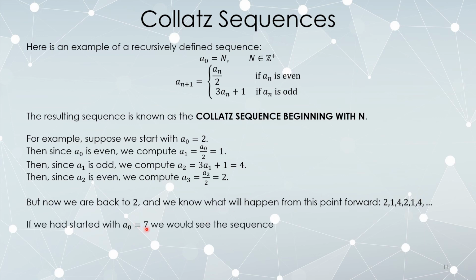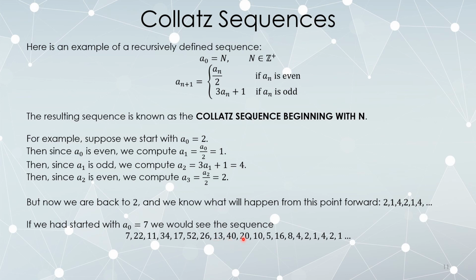But what if we started with a different number like 7? Well, 7 is odd, so start by doing times 3 plus 1 to get 22. 22 is even, so divide by 2. 11 is odd, so times 3 plus 1. 34 is even, so divide by 2. 17 is odd, so times 3 plus 1. 52 is even, so divide by 2. 26 is even, so divide by 2. 13 is odd, so times 3 plus 1.